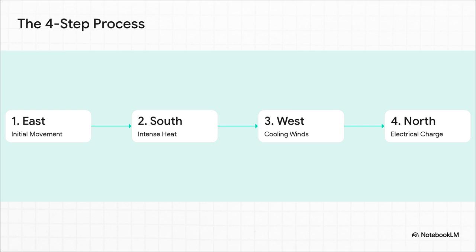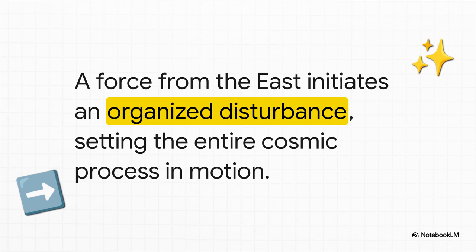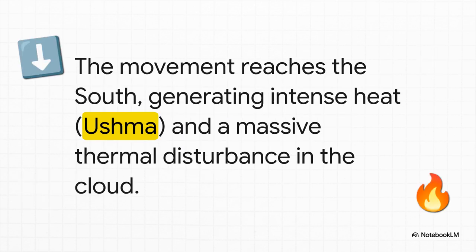Let's break that down. Okay, step 1. It all starts in the east. A force begins to stir the cloud, creating this controlled, organized movement. And the source is really clear on this. This is not chaos. It's a very specific, rule-based disturbance that gets the whole cosmic engine started. Now, as that organized wave of motion spreads to the southern region of the cloud, its energy totally transforms. It generates this incredible, intense heat. The text calls it ushma, creating a massive thermal disturbance. Things are really heating up.